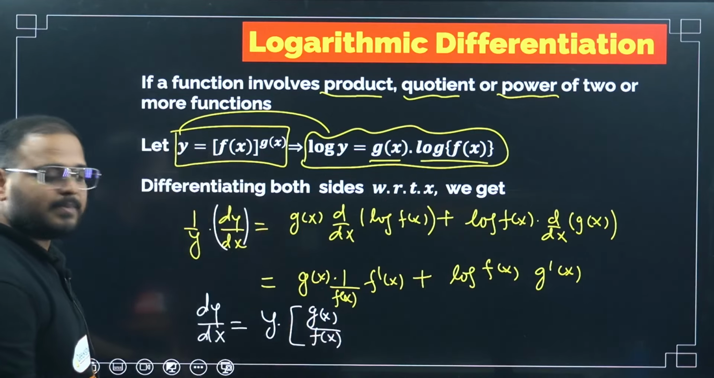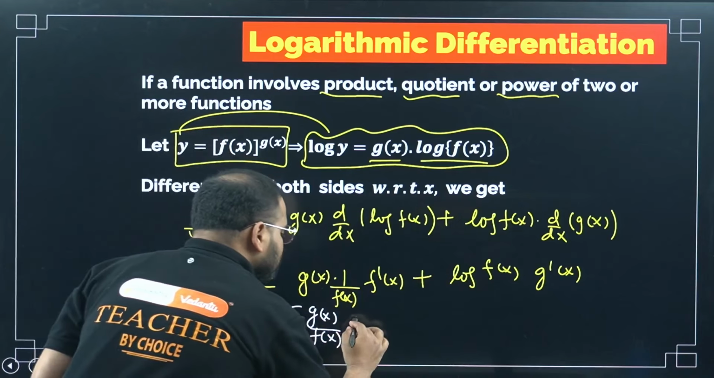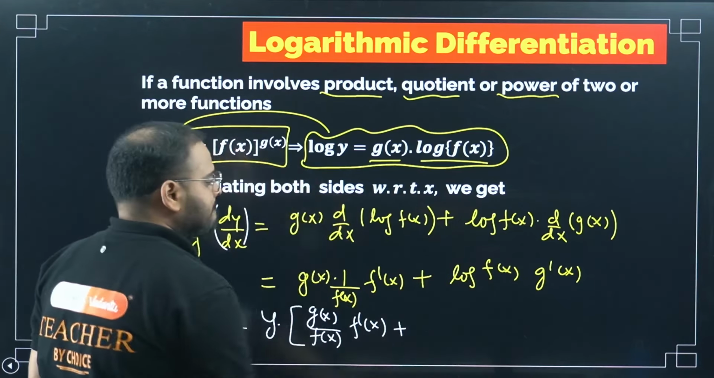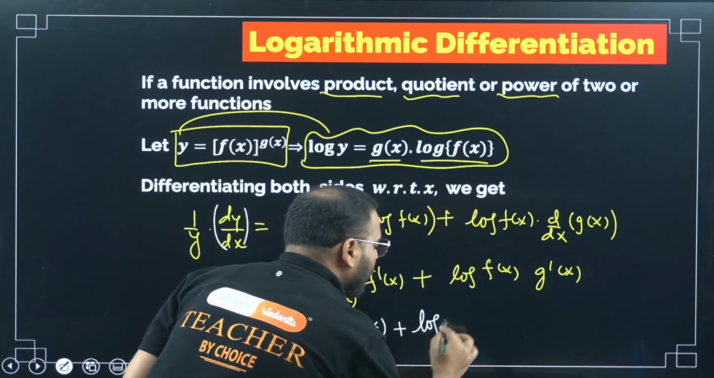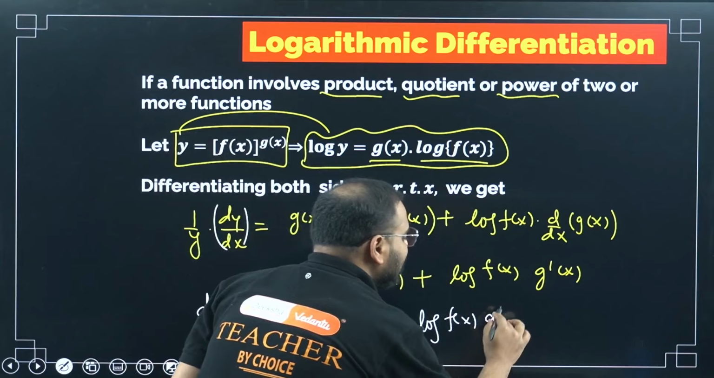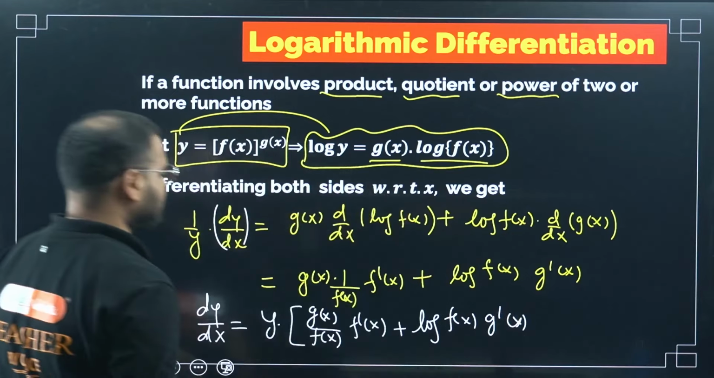G x by f x now visible? Yes, sir. Okay, what next? F dash of x plus sign will come. This part I can write log of f of x, then g dash of x, correct?